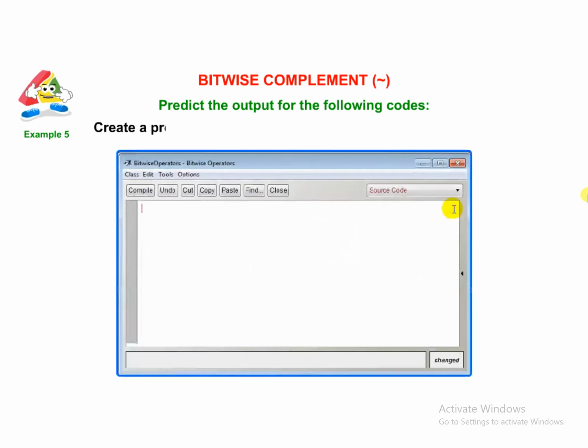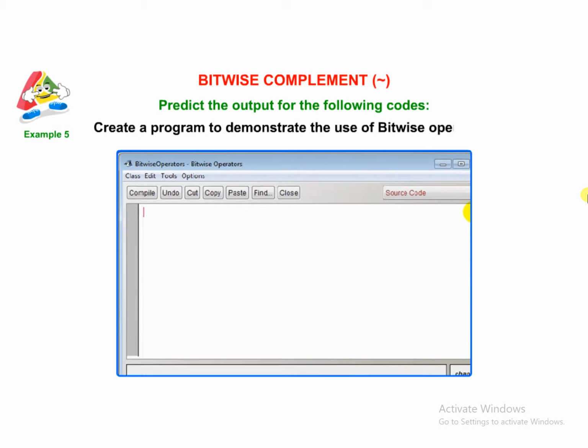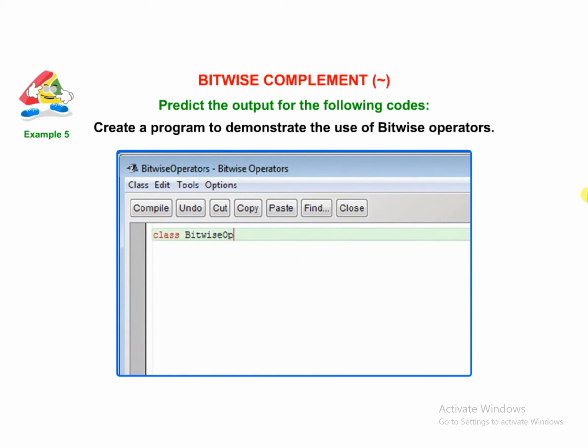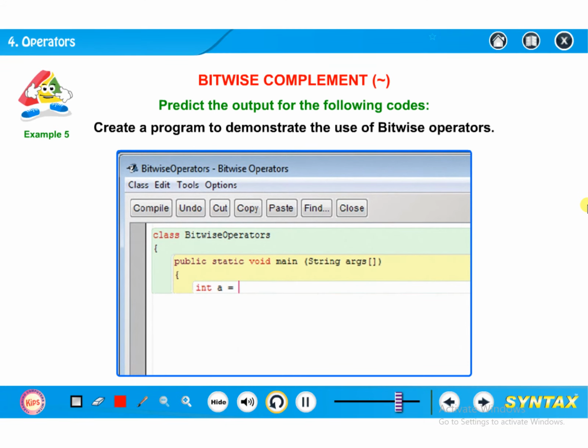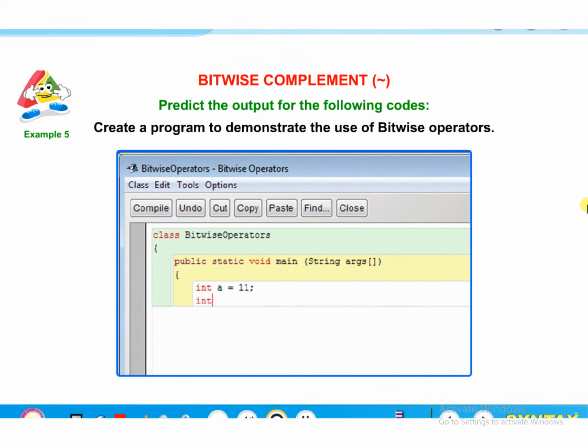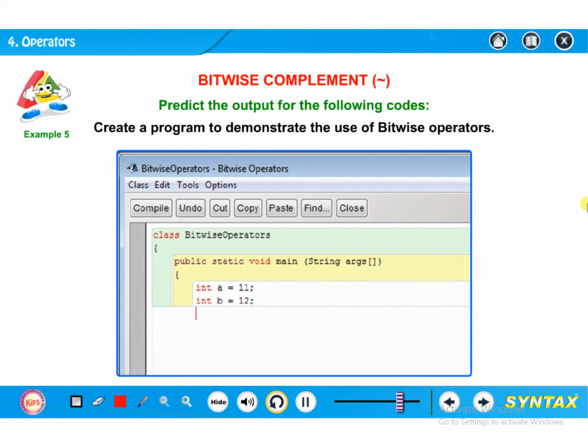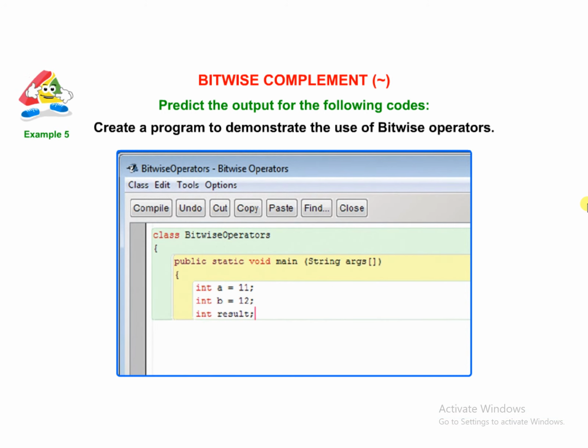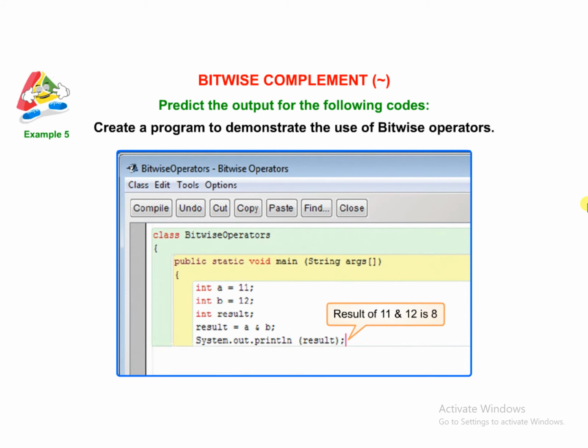Example. Create a program to demonstrate the use of bitwise operators. class BitwiseOperator { public static void main(String[] args) { int A = 11; int B = 12; int result; result = A & B; System.out.println(result); Result of 11 & 12 is 8.